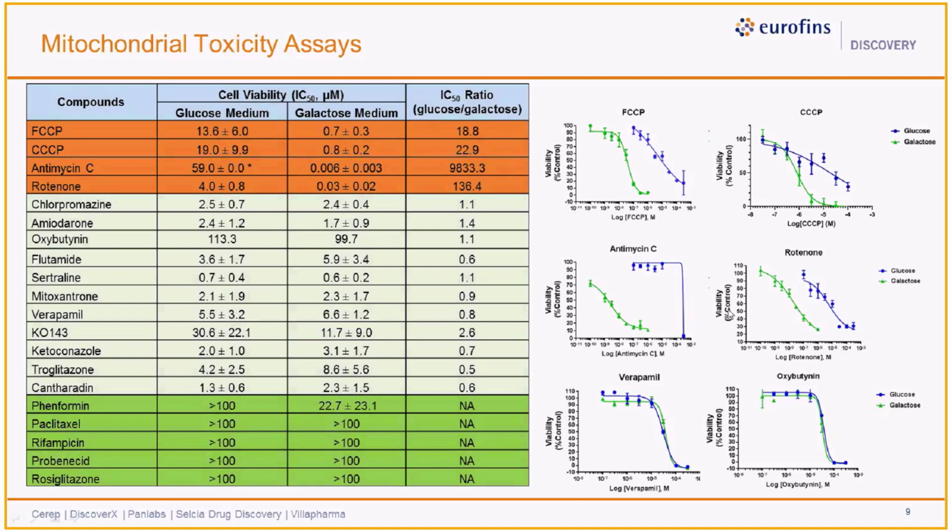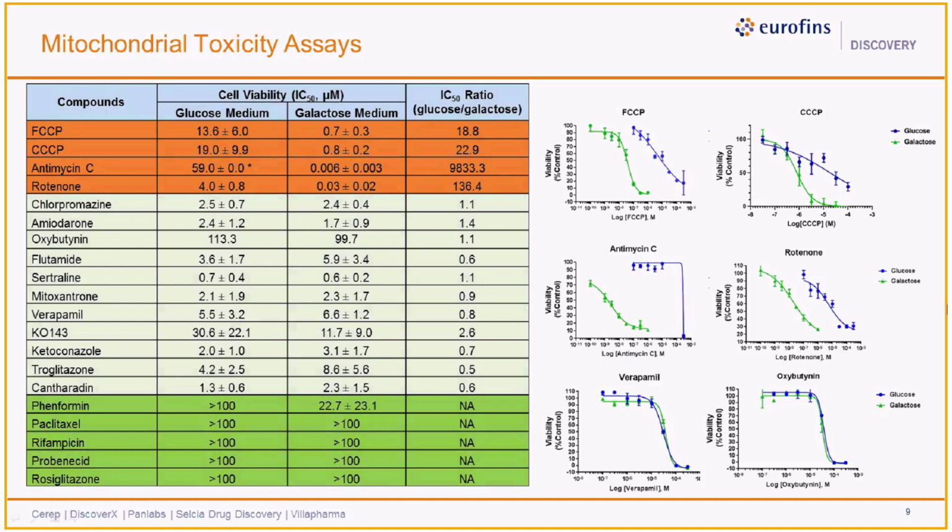We can see at the right-hand side of the slide the dramatic difference in those dose response curves for mitochondrial toxins. The green plots are the inhibition of cell viability from the cells cultured in galactose medium, and the blue plots are from the glucose medium. The results demonstrate that the assay can be utilized to identify compounds that disrupt mitochondrial function by different mechanisms.